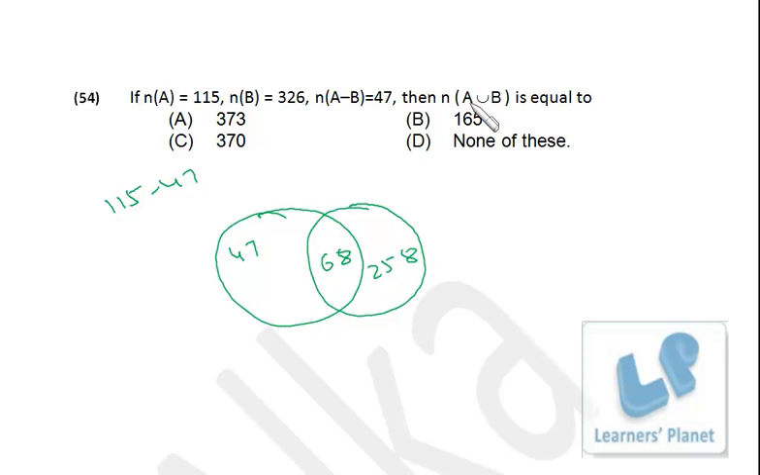Now we have to find the number of elements in A union B. Since these two are not disjoint, the total number of elements will be 47 plus 68 plus 258. So 47 plus 68 plus 258 is 326, because that is complete B. So 6 and 7 is 13, 4, 5, 6, 7, so 373 will be the correct answer.